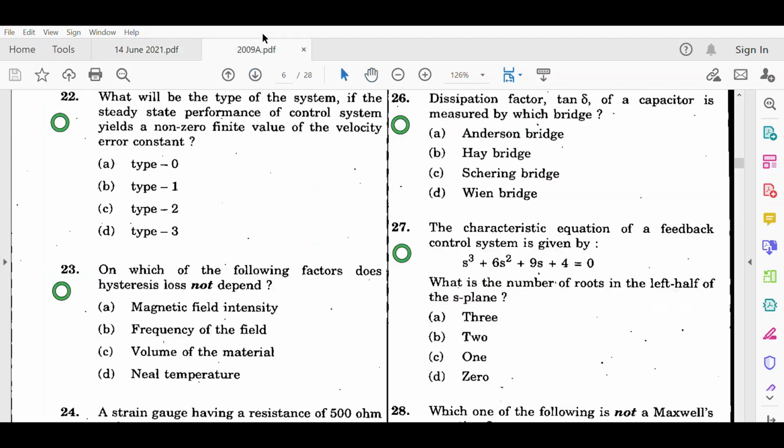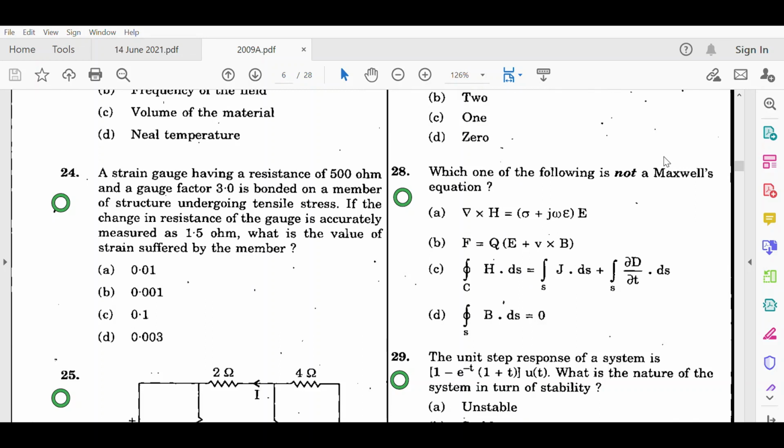We will just see the options. Option A gives the value of 3, and this is the correct answer. We will now see the 28th question. Which one of the following is not a Maxwell's equation? 4 equations have been given. Now let us see the solution to this question.